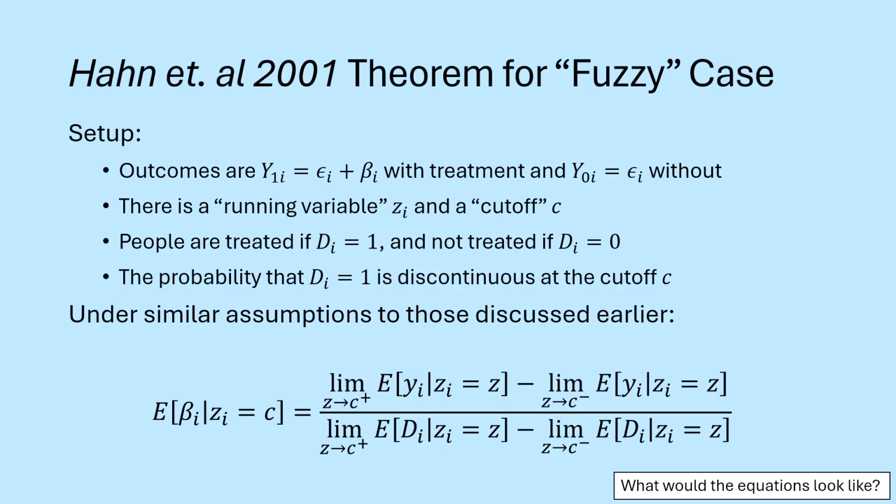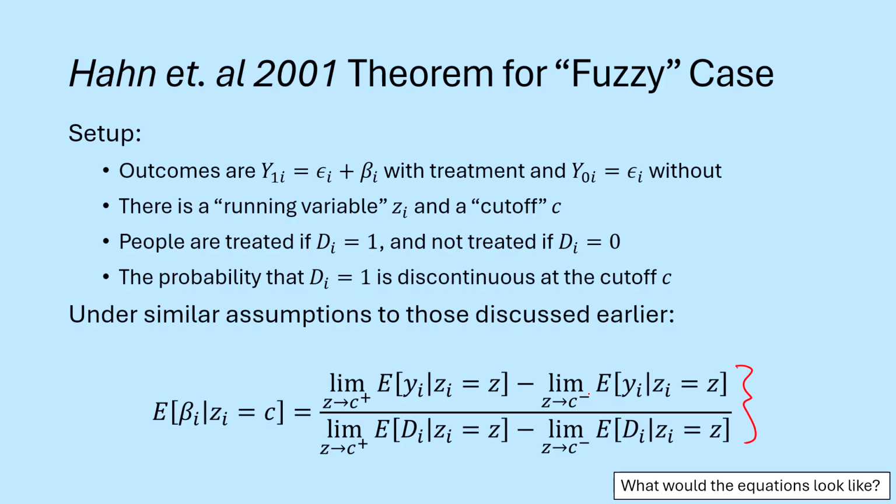So we'll briefly mention here that the Han et al. paper, the full version of their theorem, covers this fuzzy case. And for this introductory video, I won't go over the details of that proof. But you can see that the result is just what we've said down here.